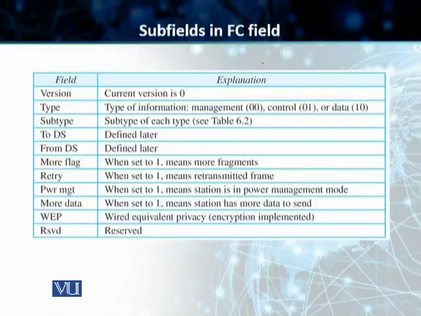Students, these are all the fields that we have in this frame control field of 2 bytes. The first one is a version number. You've got the type of information, whether this is a management frame, control frame, or data frame. We'll talk about that next, the different frame types. Then it has got the subtype of each type, and it is to DS and from DS. We'll talk about that in a little bit. Then you've got the more fragments flag.